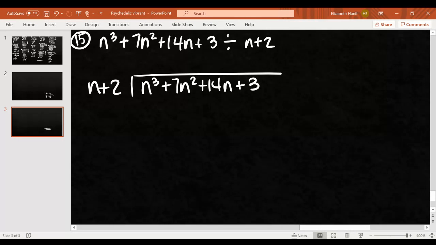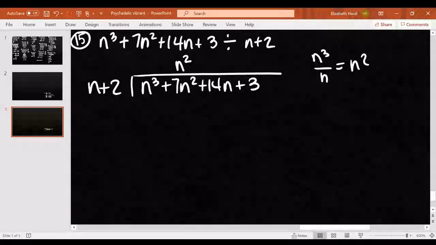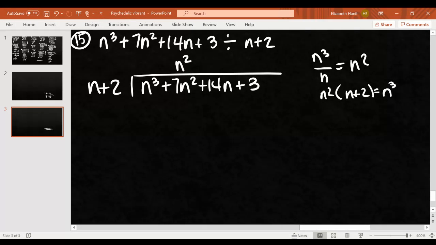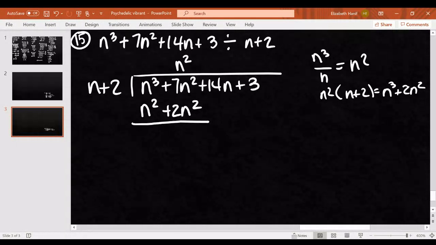And so the division process itself is the same, right? You're going to take n to the third and divide by n, which gives you n squared. So that goes on top, above the n squared that's under the division bar. And then you multiply. So I have n squared times n plus 2, which is n to the third plus 2n squared. And so that goes here. And I'm going to subtract, so that will change my signs, and it gives you 5n squared. I'm going to bring down the 14n.